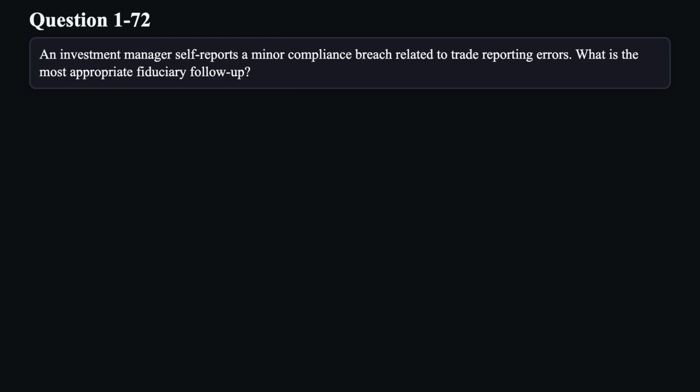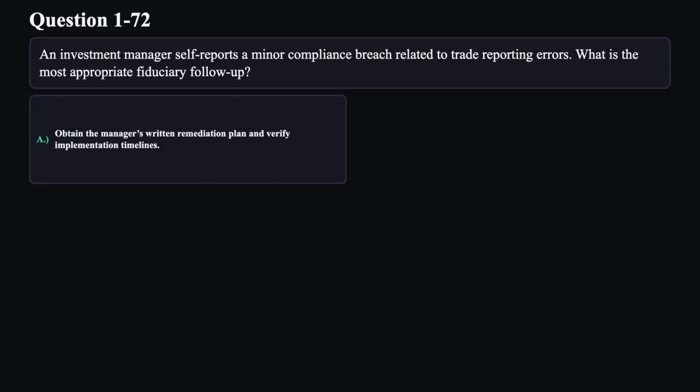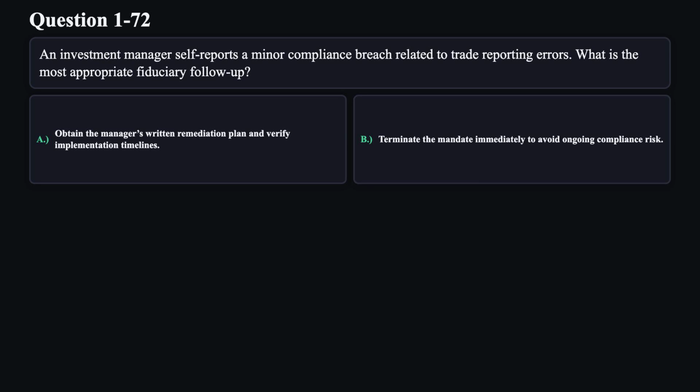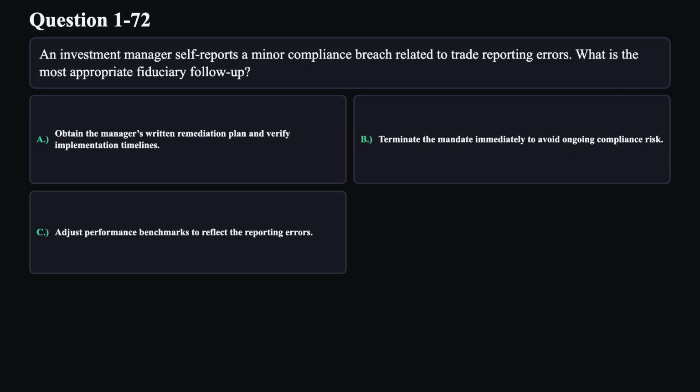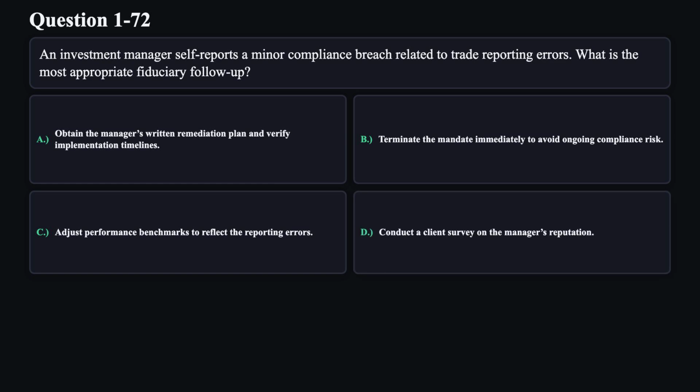Question 72. An investment manager self-reports a minor compliance breach related to trade reporting errors. What is the most appropriate fiduciary follow-up? A. Obtain the manager's written remediation plan and verify implementation timelines. B. Terminate the mandate immediately to avoid ongoing compliance risk. C. Adjust performance benchmarks to reflect the reporting errors. D. Conduct a client survey on the manager's reputation.